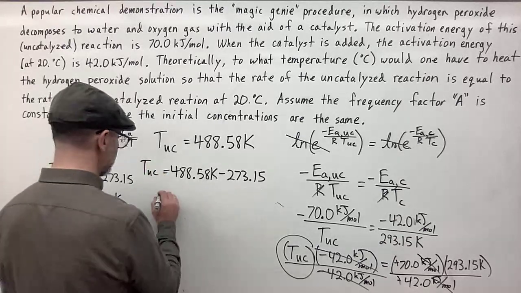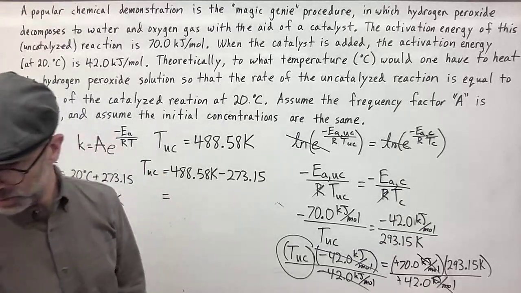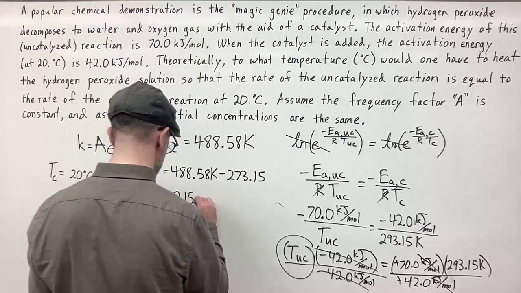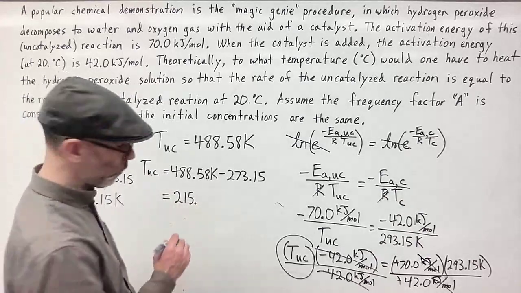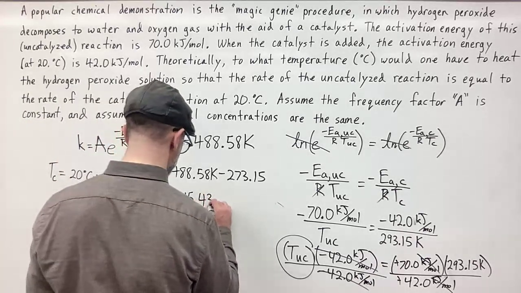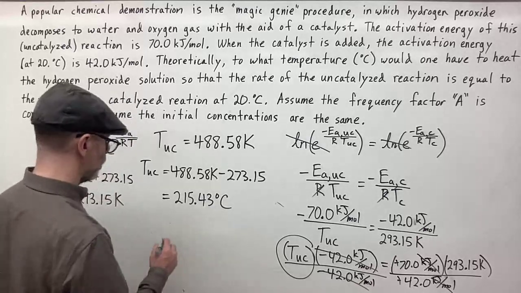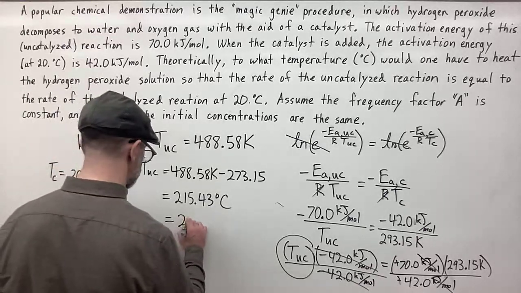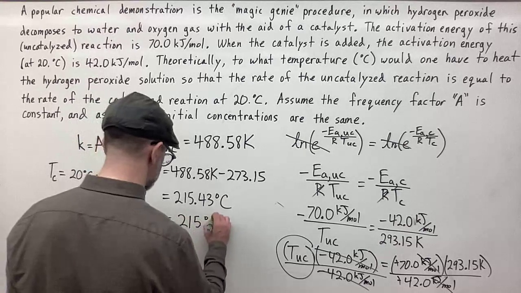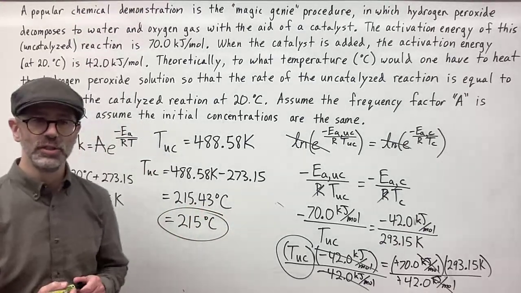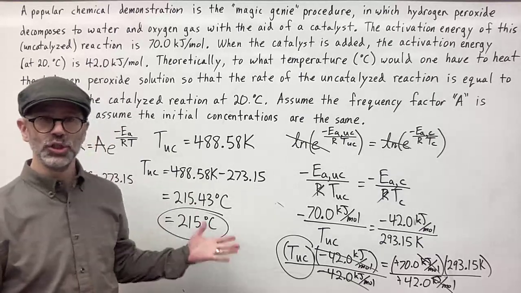So when we subtract this, we get 215.43 degrees Celsius, or if you want to round to the proper number of sig figs, it would be just 215 degrees Celsius. And that, ladies and gentlemen, is the answer to this question, and that's how you do it.